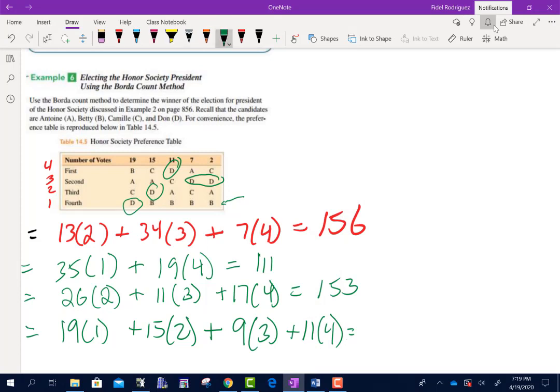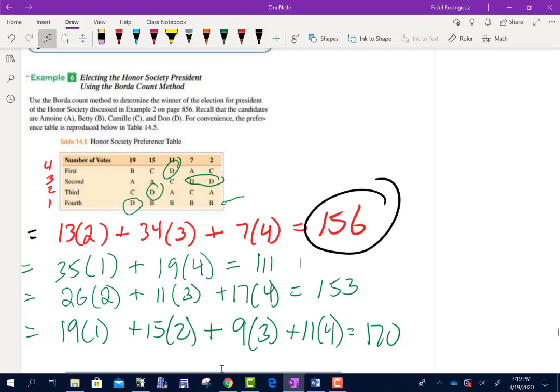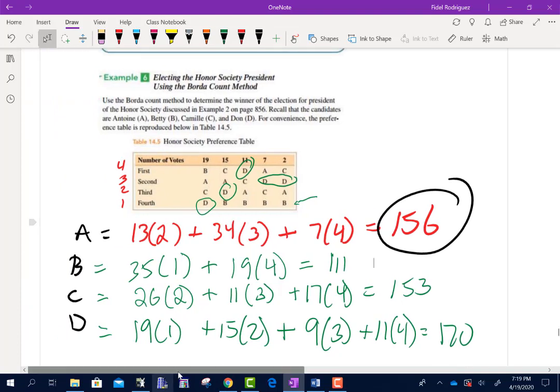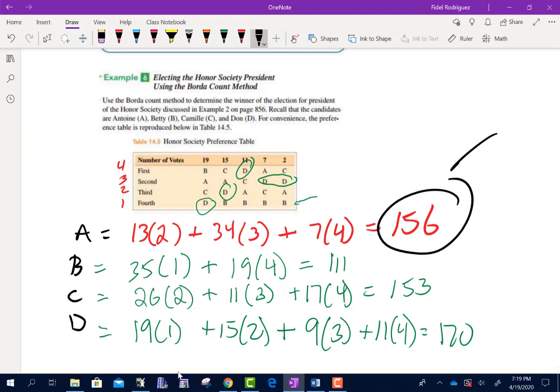Okay. And so now we're going to say, who has the highest number of votes? It appears Antoine has the highest number of votes at 156. So by the Borda count method, Antoine would be the winner.